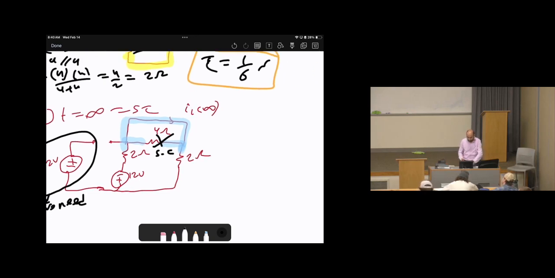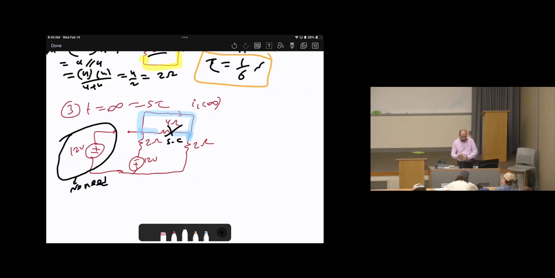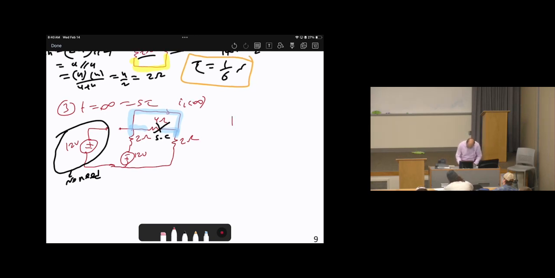So I'm going to redraw the circuit by removing the 4 ohms resistor and removing the 12 volts, whereas there is no need for it. So the circuit will be: here is the 2 ohms, here is minus plus 12 volts, 2 ohms, then here is IL of infinity. Okay?